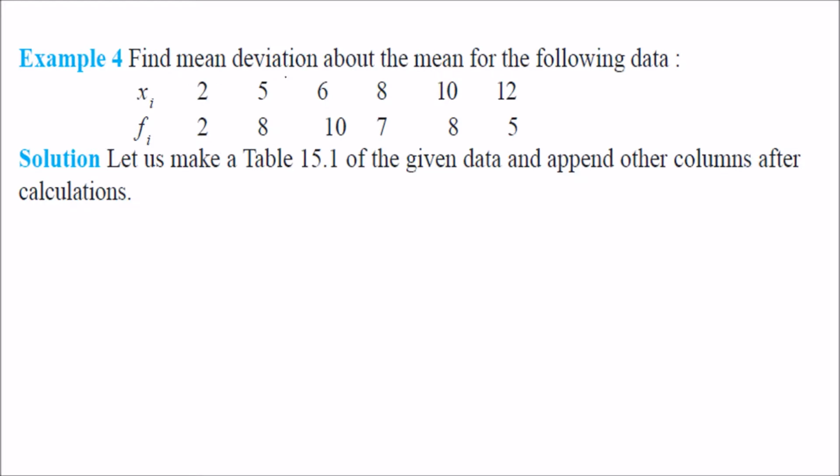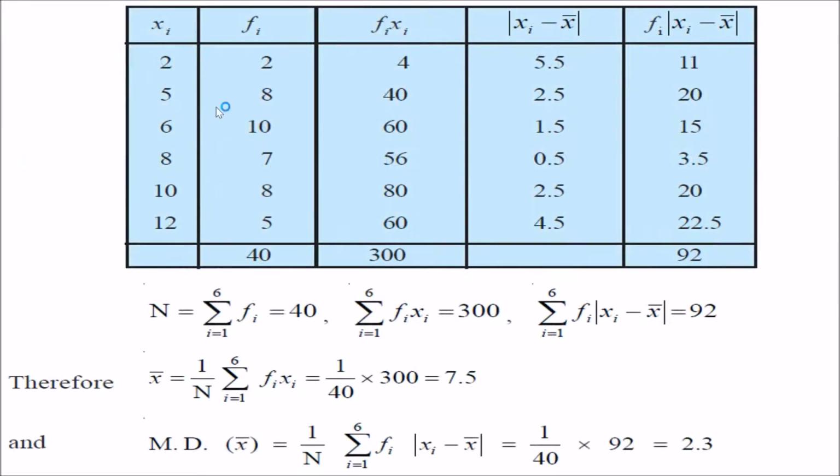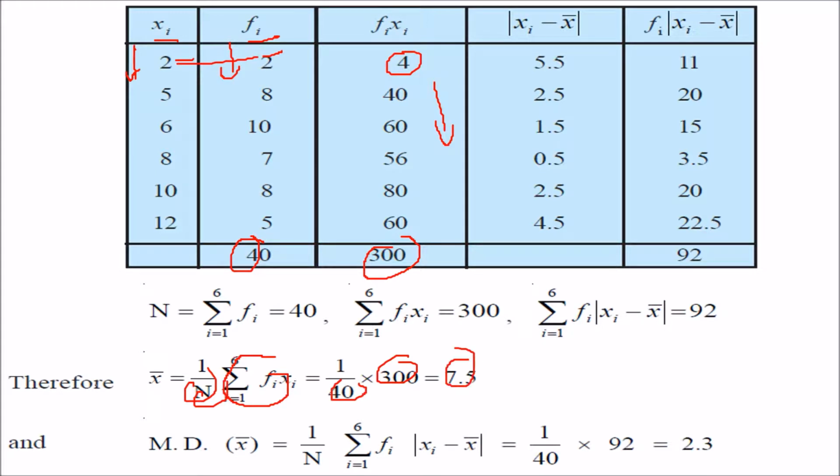So we have to find the mean deviation from the mean of this data. How we are going to do it, please understand it very carefully. This is xi, this is fi, this is also given, this is also given. So first we'll find out xi fi, that is 2 into 2, that is 4, likewise for the whole column. Then xi minus x bar, and how are we going to find this x bar? This is nothing but sigma fi xi by N, that is, sigma fi xi 300 by capital N, which is 40. So 300 by 40, 7.5, this will be our x bar.